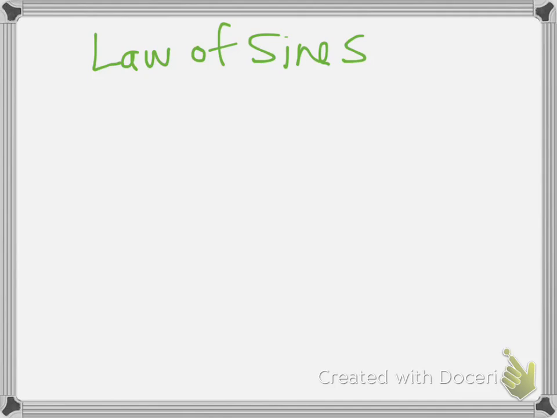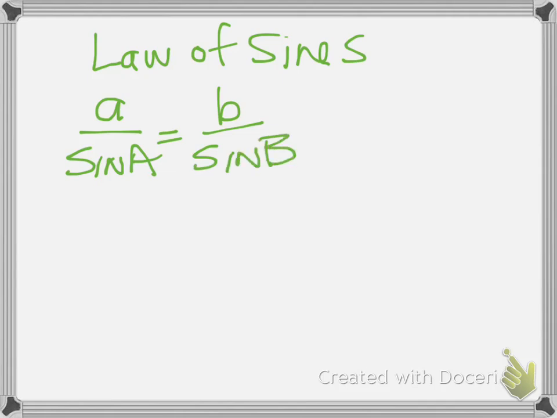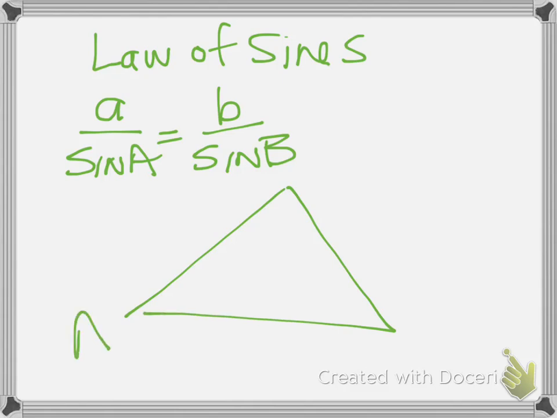So here we go. The law of sines, simply stated, is little a divided by the sine of A equals b over the sine of B. So at this stage in our learning, you are going to accept this relationship. When you come to class, we'll make sure I show you where this comes from. But basically, the idea is, given any triangle, and we're going to label our triangles A, B, C.